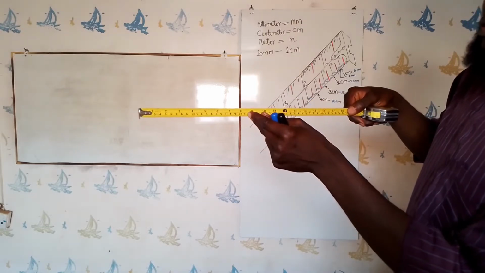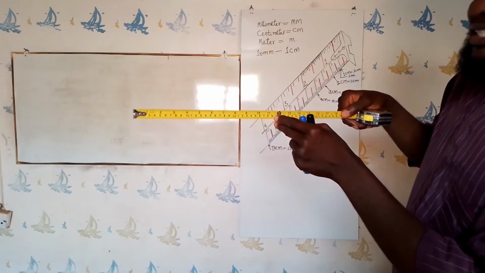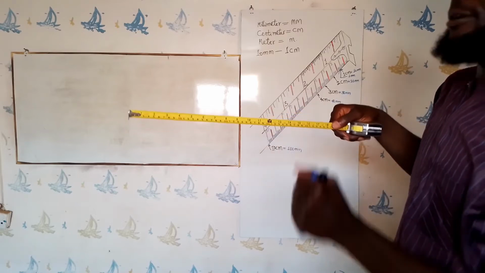Likewise, this will be 21. Just add the 1 to the 20. 21 cm, 22 cm, 29 cm, 30 cm.